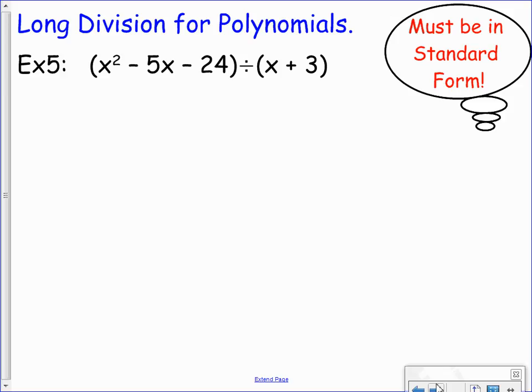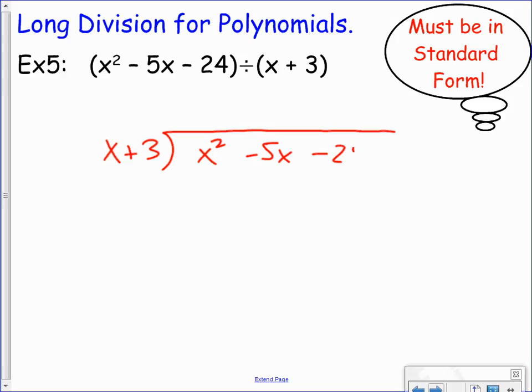All right, let me show you. Here we go. X plus 3 on the outside, x squared minus 5x minus 24. We're just finding the other factor.